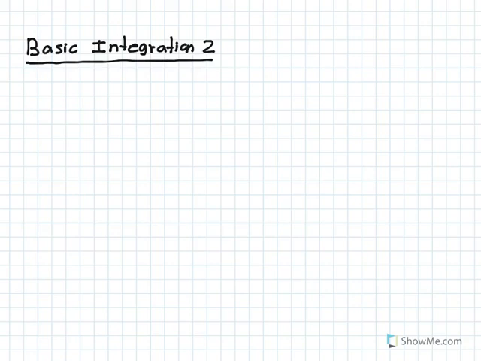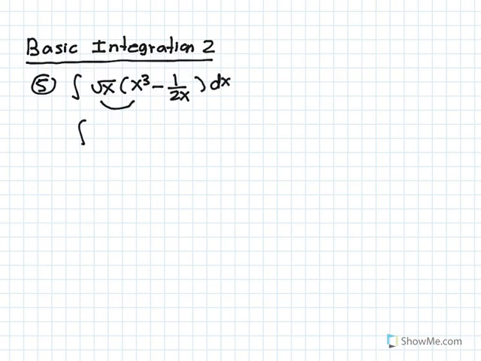In this video, we're going to solve some more basic integrals. Number 5, we've got the integral of root x times x cubed minus 1 over 2x dx. Let's simplify the integral. So what we have is x to the 1/2 times x cubed minus x to the 1/2 times 1 over 2x.